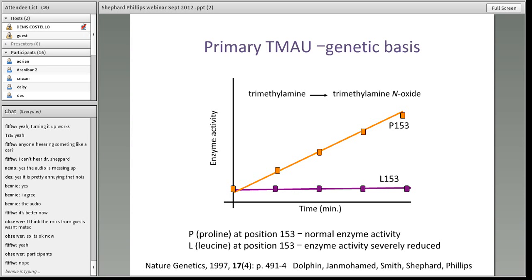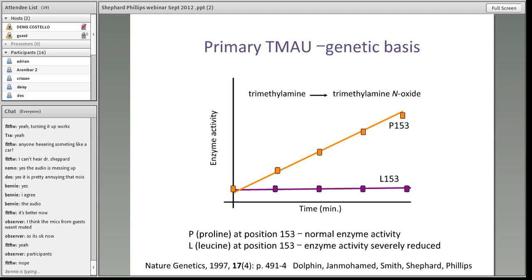So mutations in DNA that affect the activity of the FMO3 protein and which result in trimethylaminuria, we call that form of the disorder primary TMAU. It has a genetic basis. It's a direct correlation between the genetic information and the protein and its inability to do its job properly.